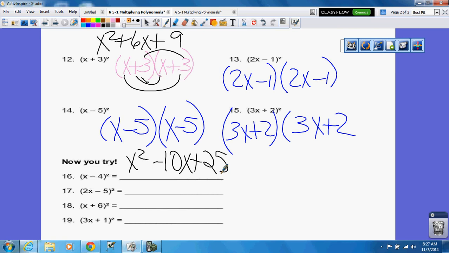So what I want you to do is finish the rest of this sheet and the first sheet on your own, and then be ready to go over this in class. Y'all have a good night.